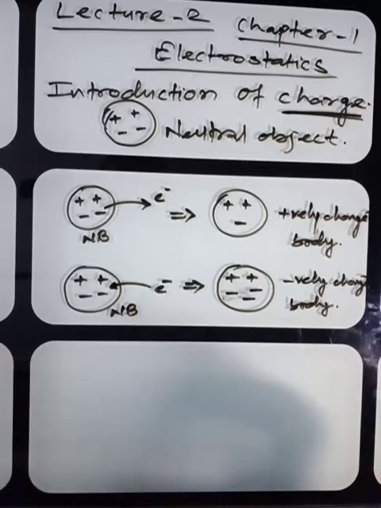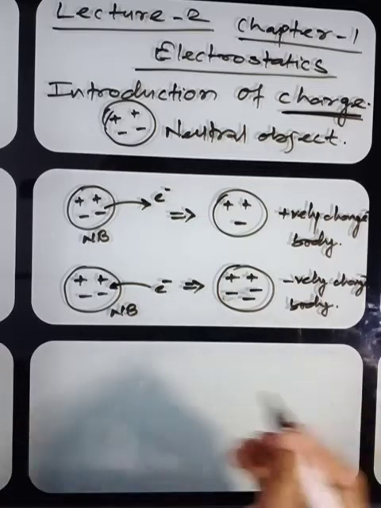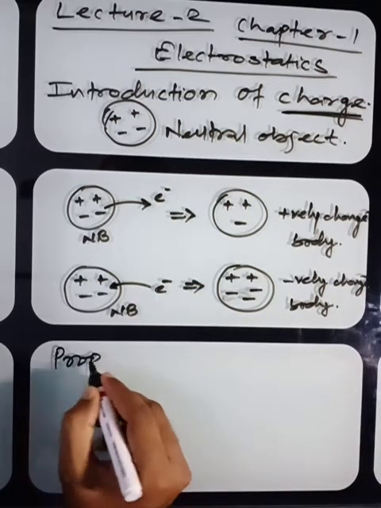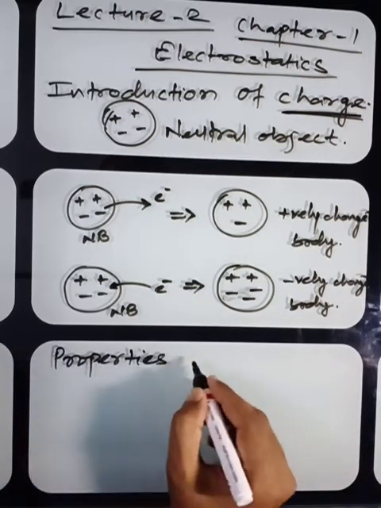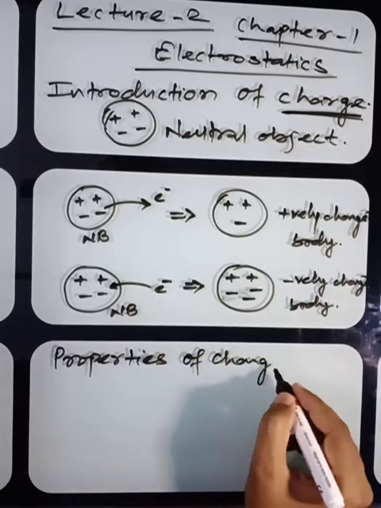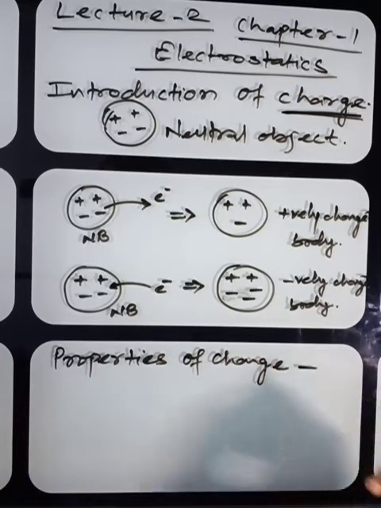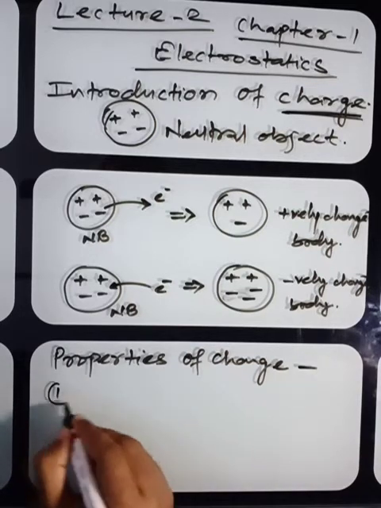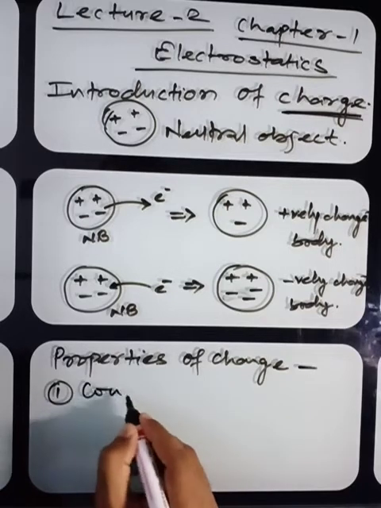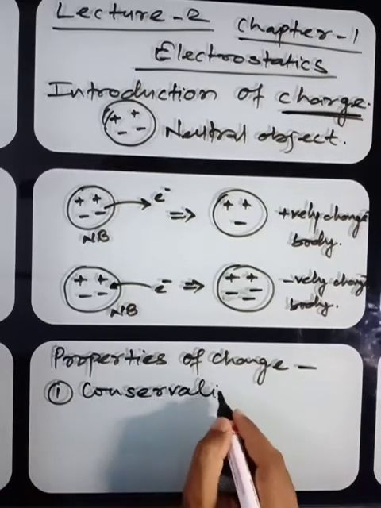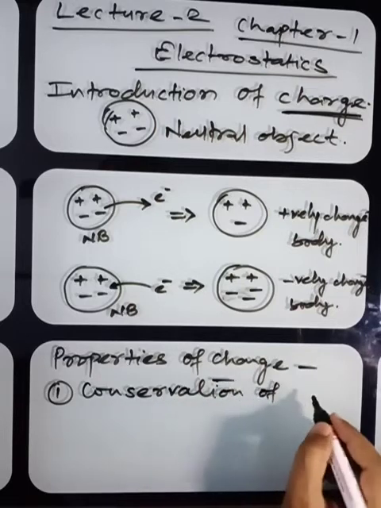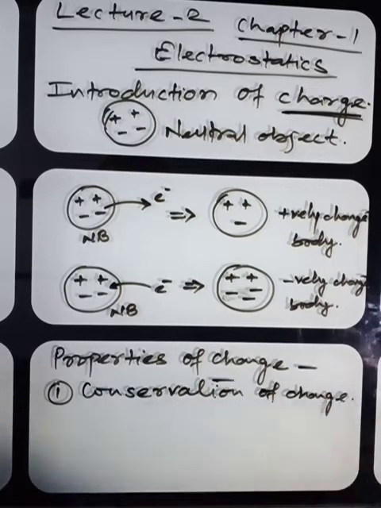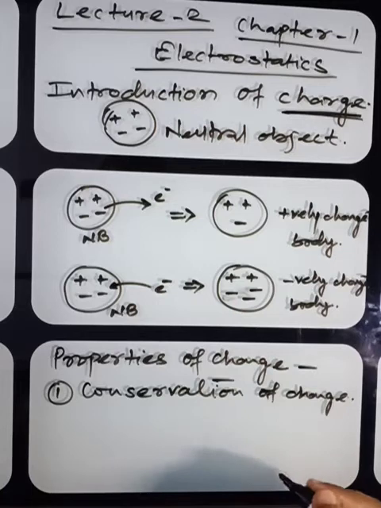Now, you have to study the properties of charge. The first property, in standard 10th you have studied, it is the conservation of charge. Conservation of charge, that is, charge on any body is conserved. It cannot be created, neither destroyed.